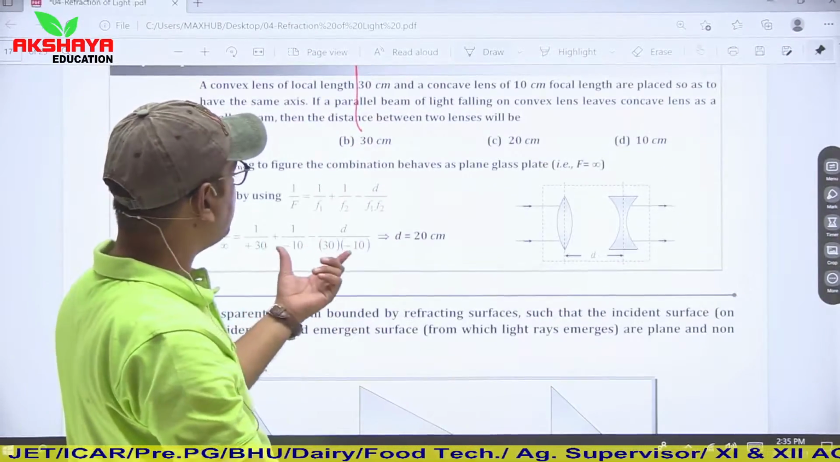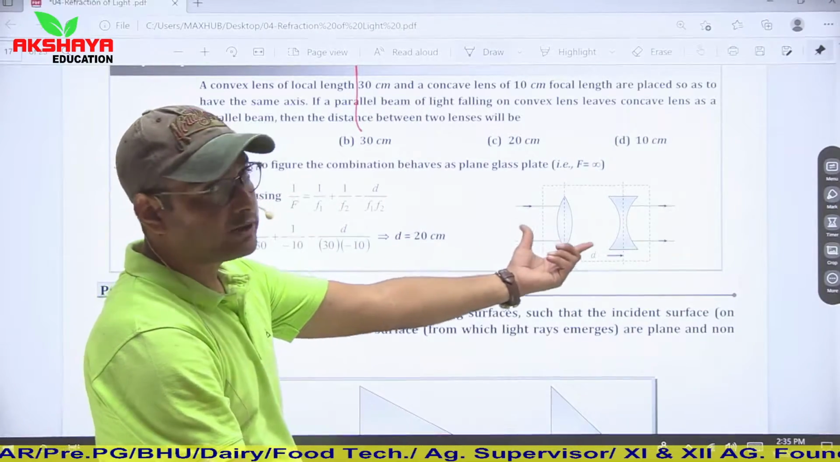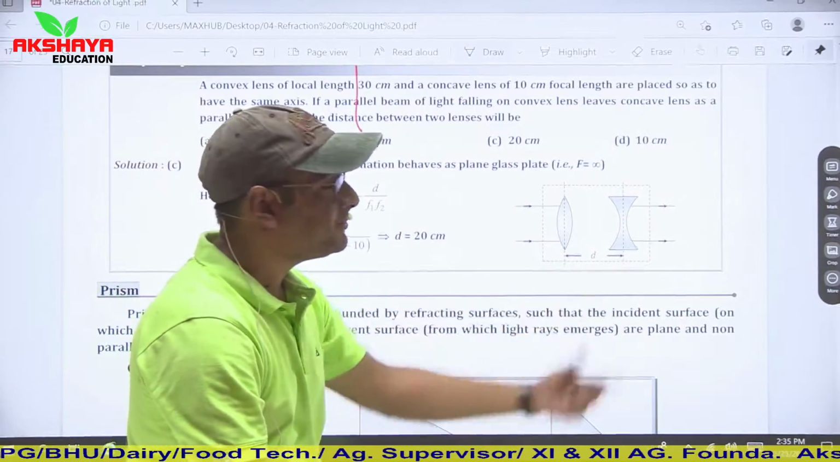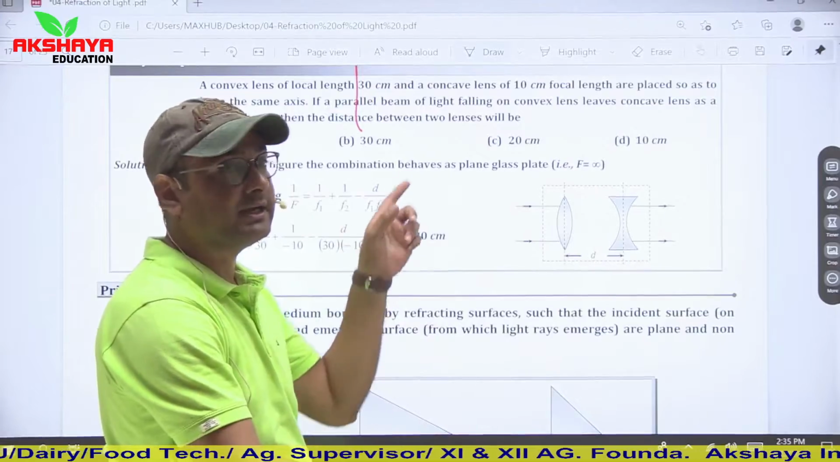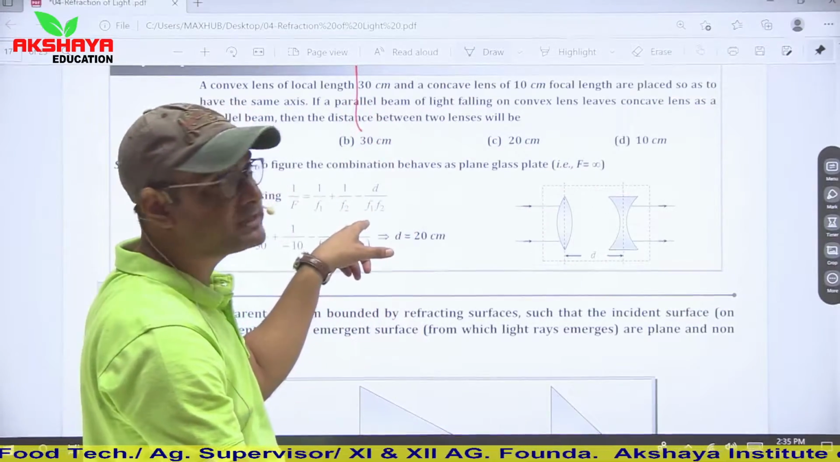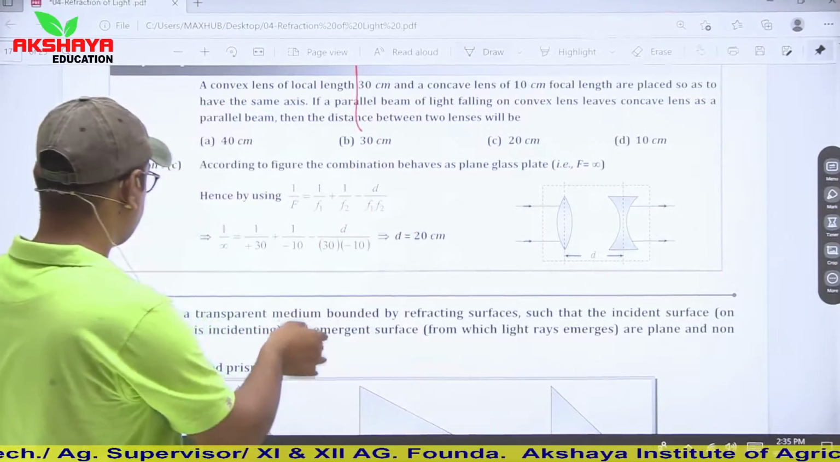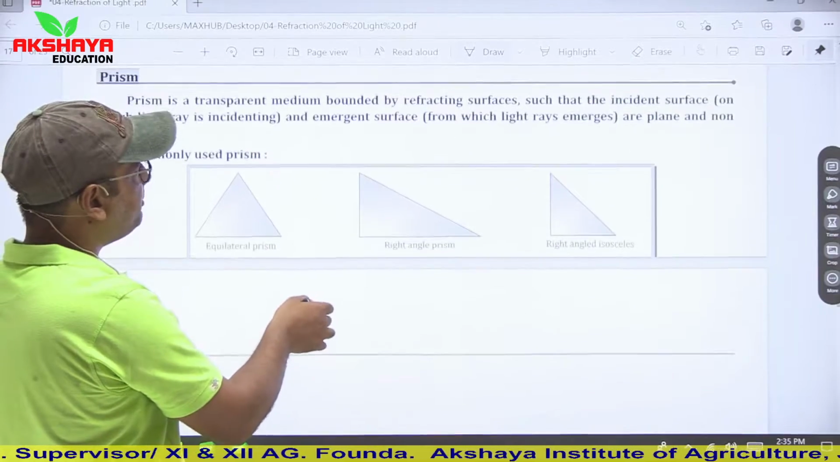So again, this is also a combination of convex and concave mirror, but the separation between them is D. So we know the formula: D upon F1 F2 will be subtracted from the original formula. Now let us talk about prism.